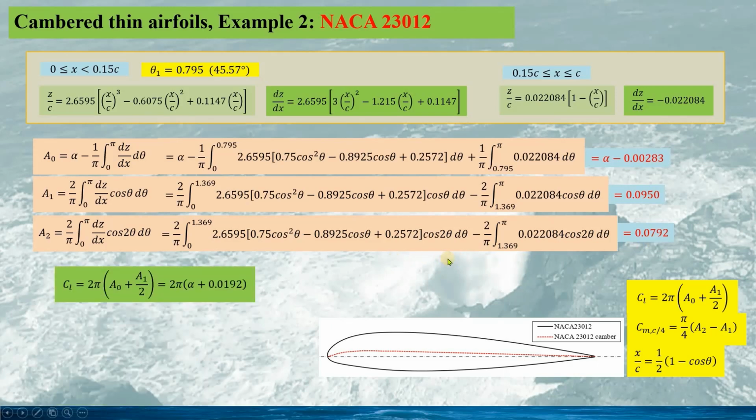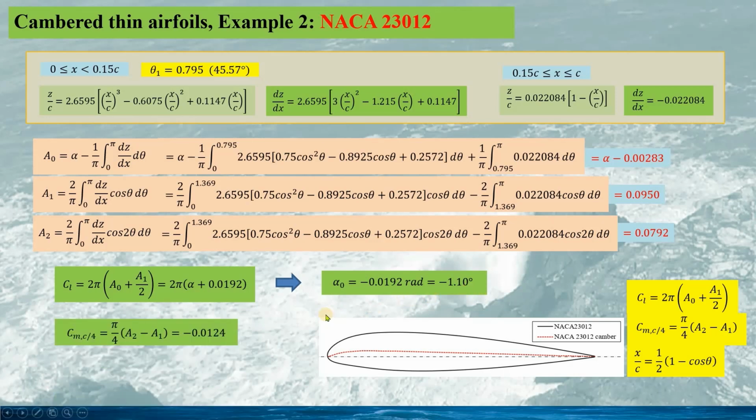So based on the above result, we can calculate the lift coefficient CL given by this, and we have the result as this. Therefore, we can obtain the angle of attack of zero lift, alpha 0, given by this. It is minus 1.1 degrees, and the coefficient of the moment at the quarter chord is calculated as this, minus 0.0124.